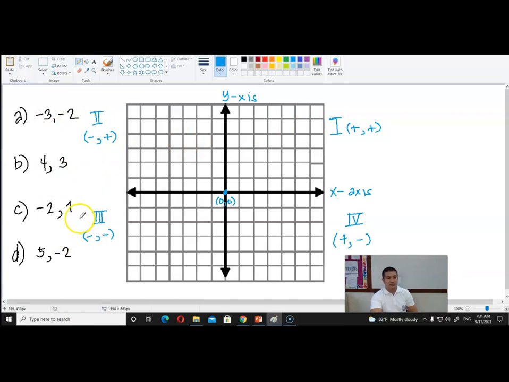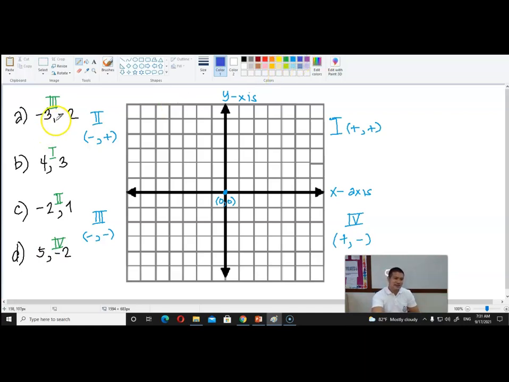So by looking at the signs, you can determine which quadrant each point is in. For A, both are negative, so we can determine that point A is in quadrant number 3. For B, both are positive, so it is quadrant number 1. For C, negative and positive, so it is quadrant number 2. And for D, positive and negative, so quadrant number 4. Okay, so let's plot now the graph.